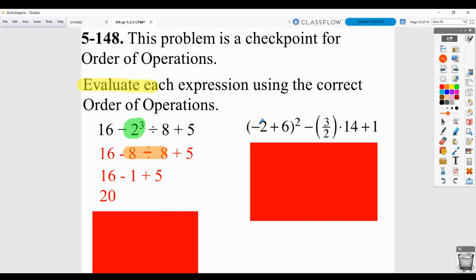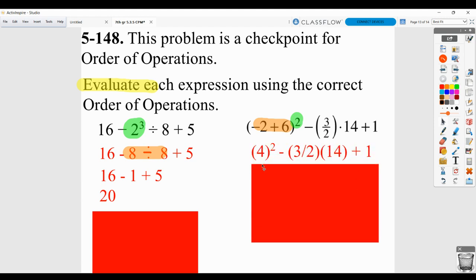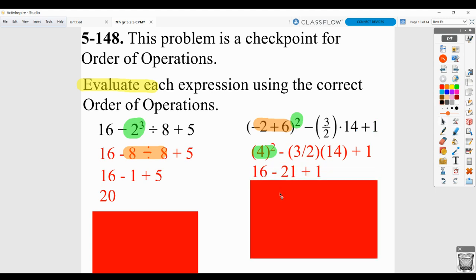For the second one, again, you'd start by doing your parentheses. So negative 2 plus 6 is 4. Then you would do your exponent, 4 to the second power. So we'd have 4 to the second power minus 3 halves times 14 plus 1. And as we said, after that parentheses, we're going to do the exponent. So 4 to the second power is 16.